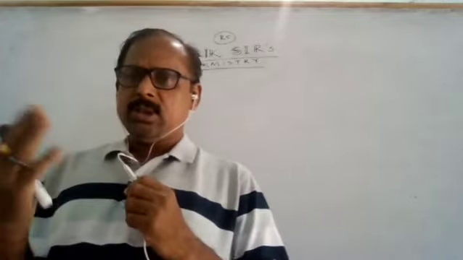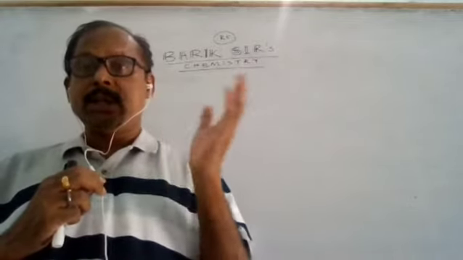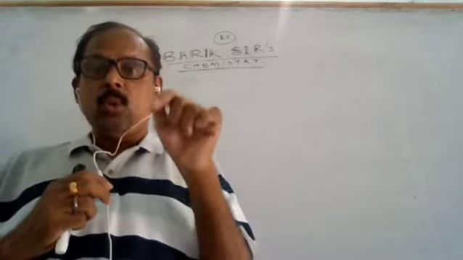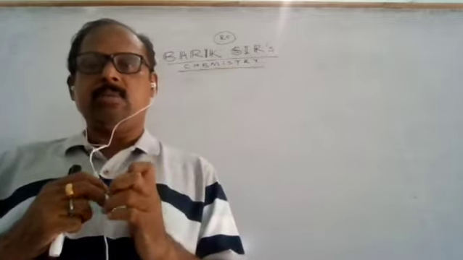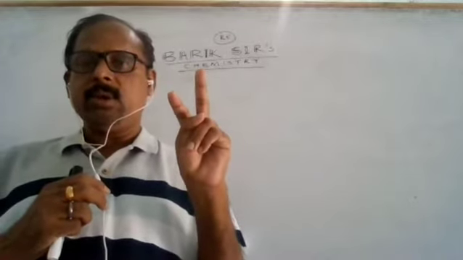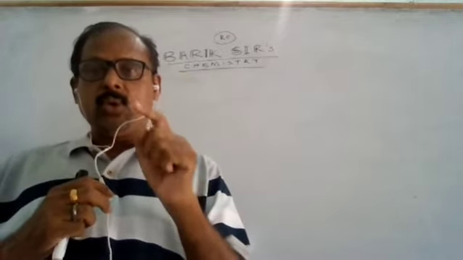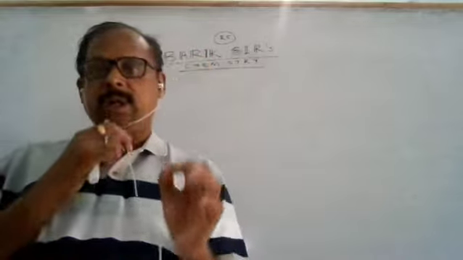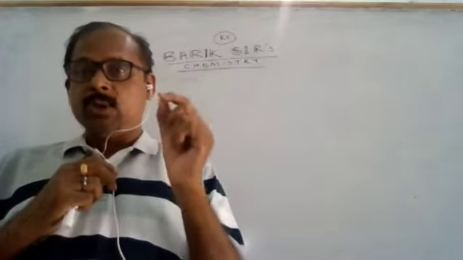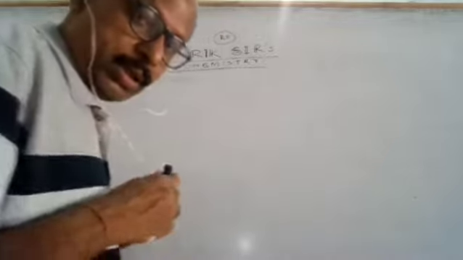So two types of estimations are there. The first is the qualitative estimation. Qualitative estimation means we have to know the quality or the nature of elements present in the organic compound. Again, I am repeating, there are two types of estimations: one is qualitative, the other is quantitative. In the qualitative estimation, we have to know the nature of the elements present in the organic compounds. But in quantitative estimation, we find the quantity, the amount or the percentage of element present in the organic compound. So we'll start it.